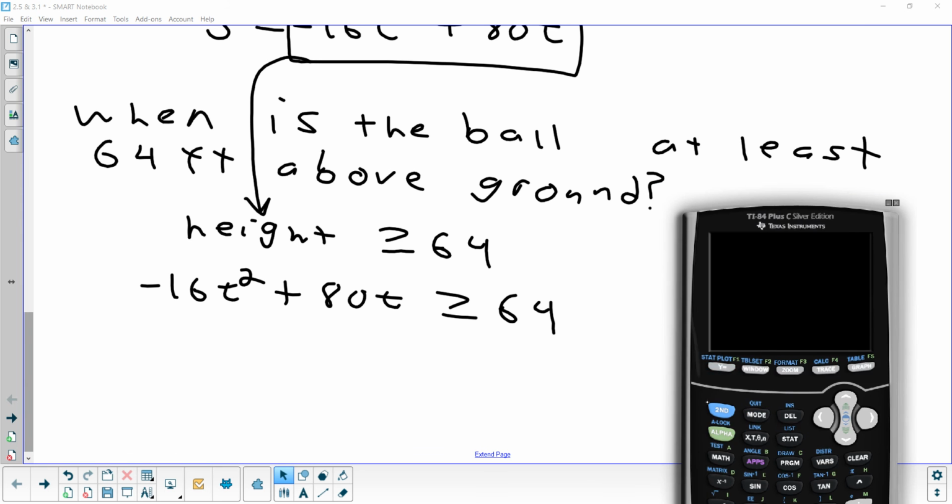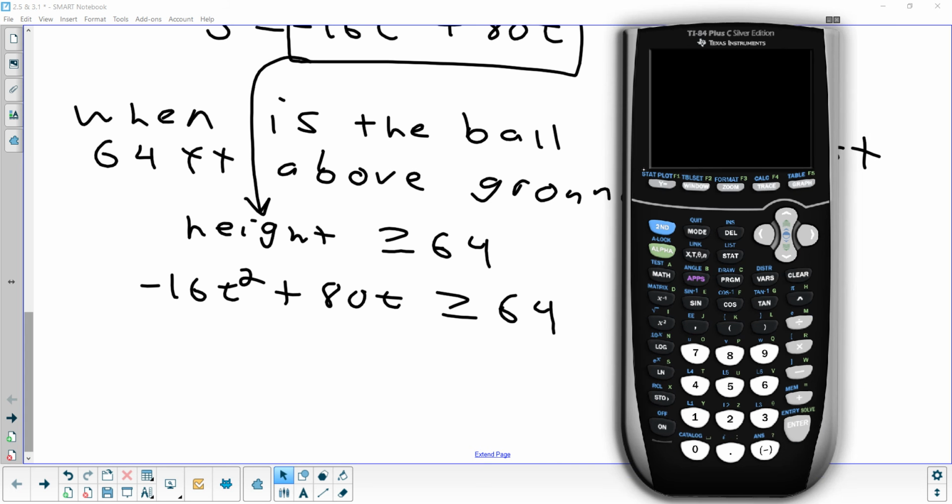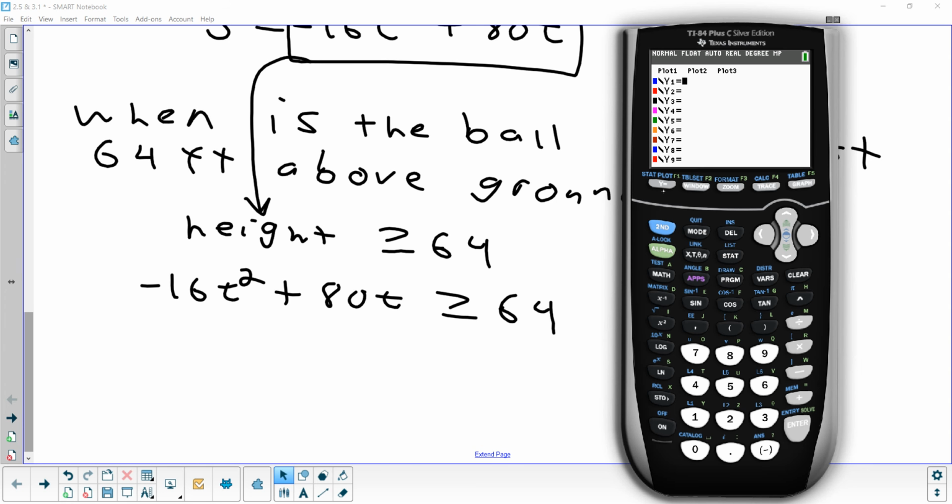Where do you think we're going to plug in the left-hand side? Into the y equals, the first one. We'll just put that in y1. So put in negative 16. Remember, you have to use x as your variable. Plus 80x. All right, we got that. And where do you think we're going to plug in the 64? Y2. Yep, we'll put that in y2.